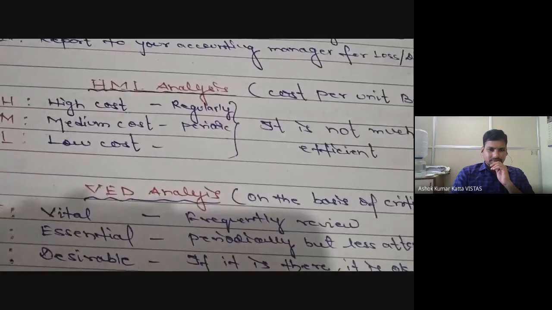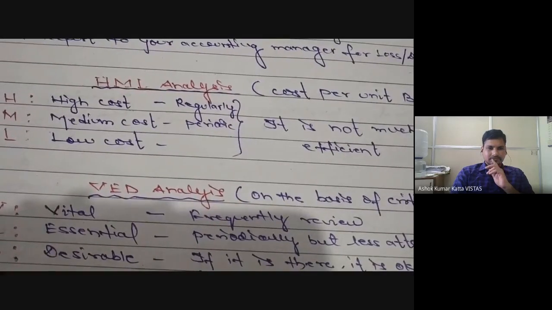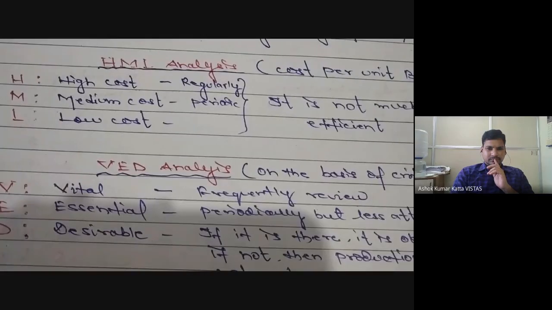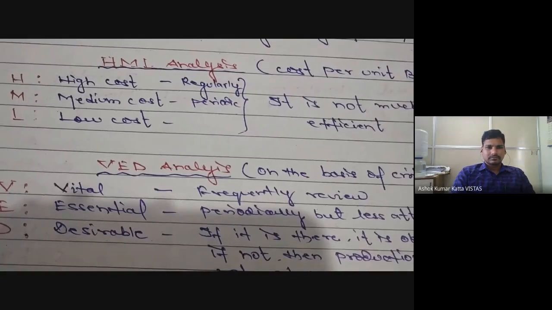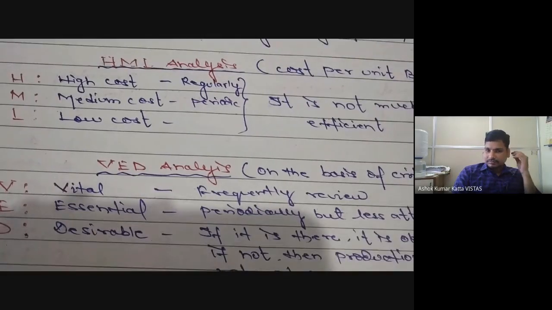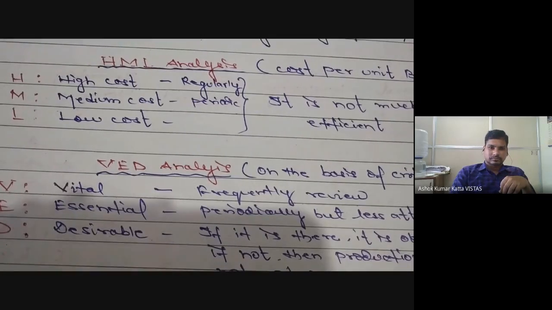Then the next one is HML analysis. It is basically high cost, medium cost, and low cost. The basis of HML is basically the cost per unit of item. You have to identify the entire raw material and components as per their cost per unit. If the cost per unit is very high, then it will come under the high cost category. If the cost is less than the high category, then it is medium cost, and below that all the material comes in low cost.